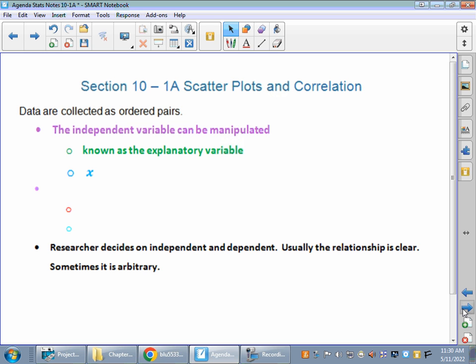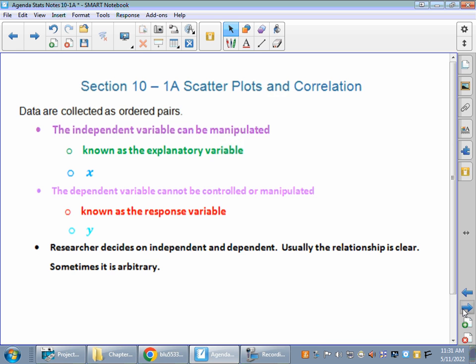We know the dependent variable is not manipulated in any way. If we're thinking of an observational study, we might manipulate our independent variable and then see what happens for our dependent. So this is the response, and we know it as the y variable for us math people. The researcher decides on independent and dependent, what we're looking at, and what kind of correlation we might be looking for. Usually the relationship is clear, sometimes it's arbitrary, sometimes it's nothing like what we thought.